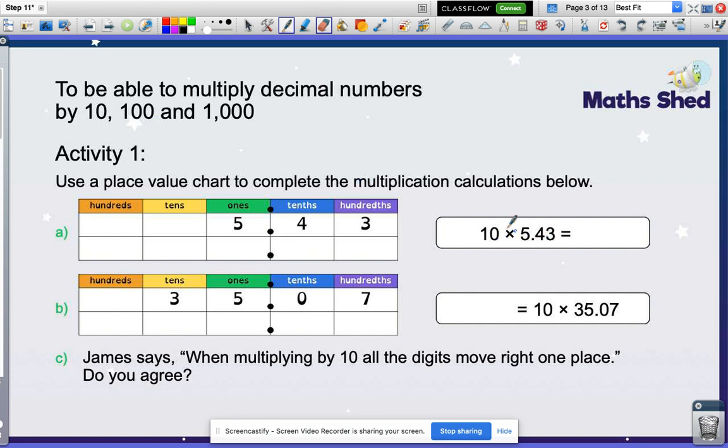Okay, so just to repeat that, 10 times 5.43. Each digit moves one place to the left when we multiply by 10. So our answer would be 54.3. Okay, and for this one, again, it doesn't matter that it's this side of the equal sign. 10 times 35.07, each digit multiplying by 10 moves one place to the left. So our answer would be 350.7.